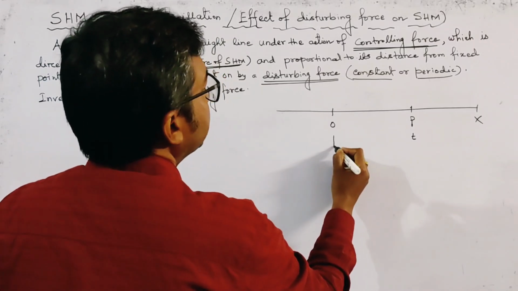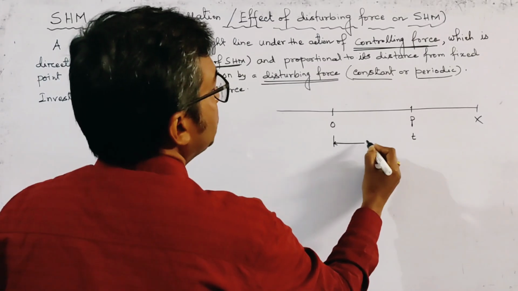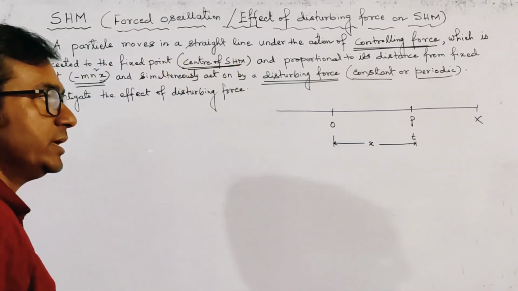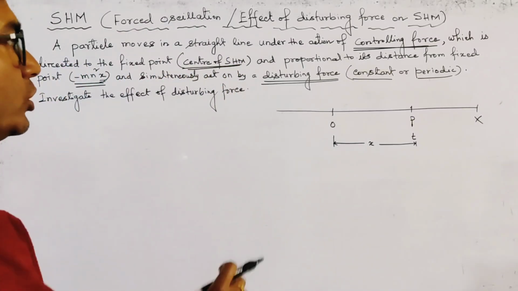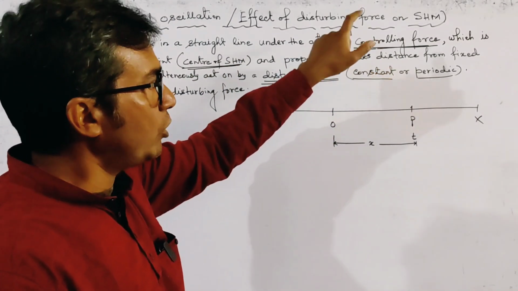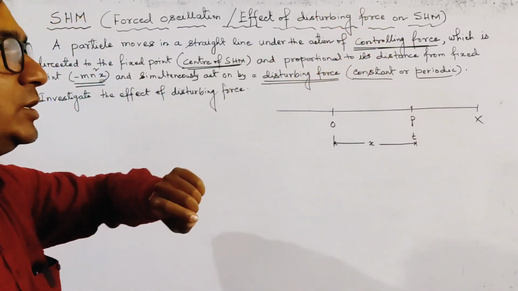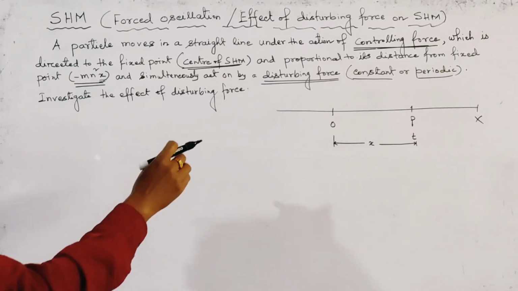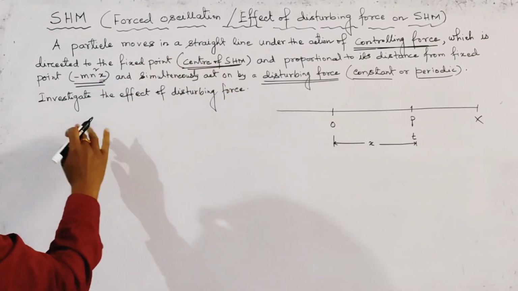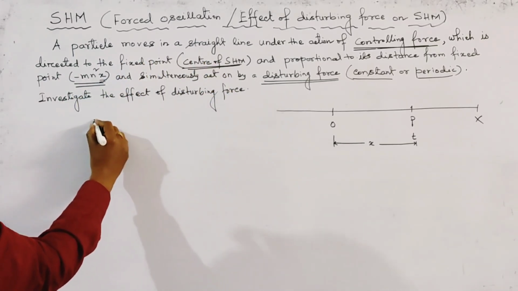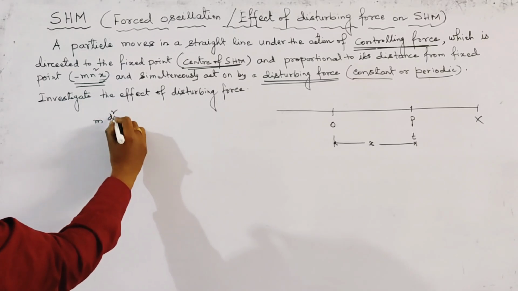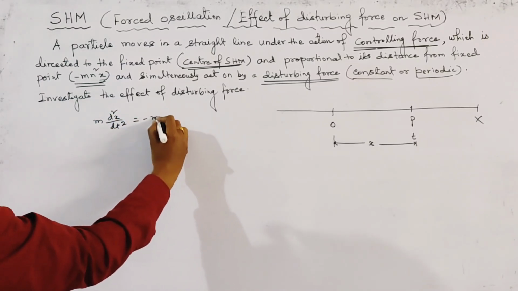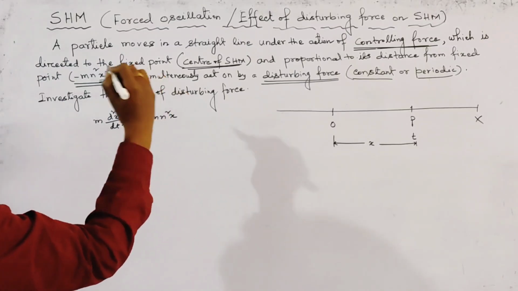And the distance from the fixed point O is x. In this case, if only the controlling force appears, the equation of motion, or differential equation of simple harmonic motion, we write as m d2x by dt2 equal to minus m n square x.